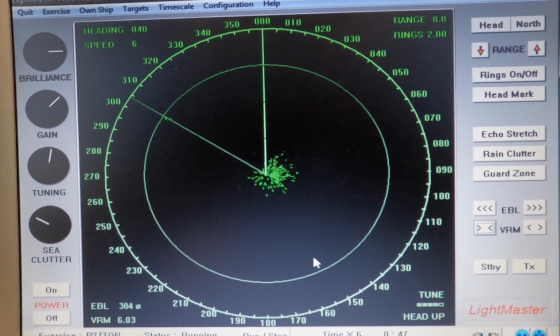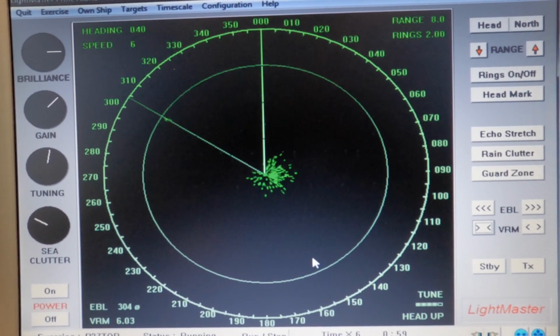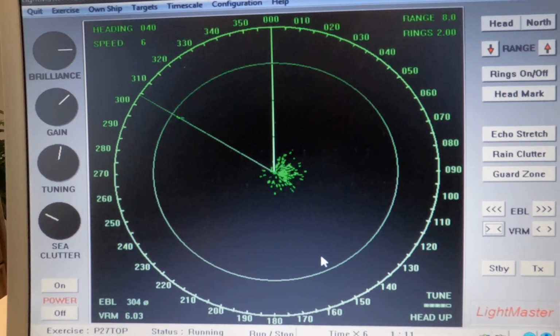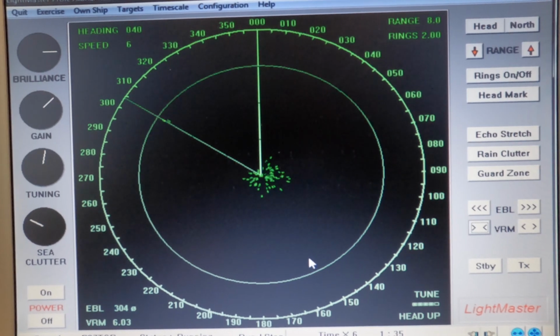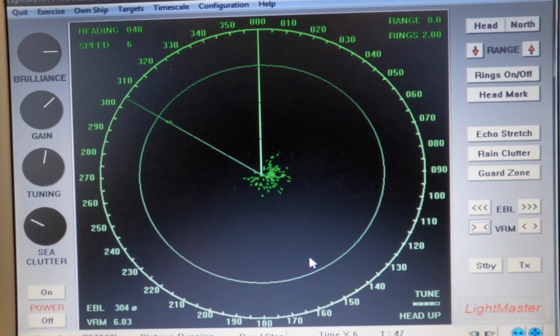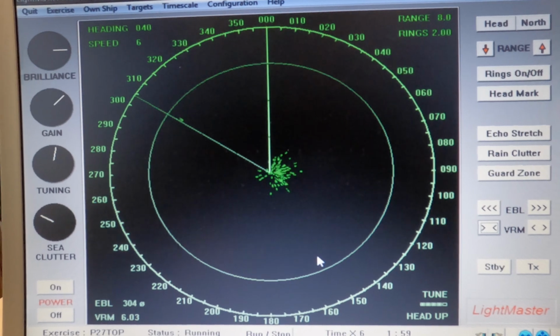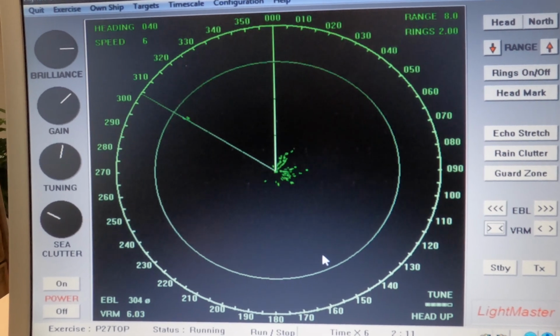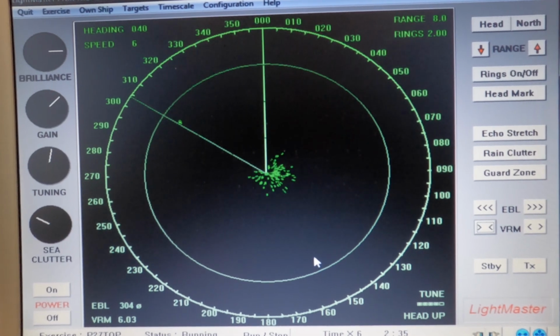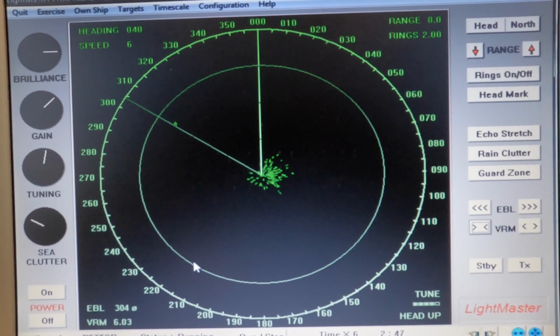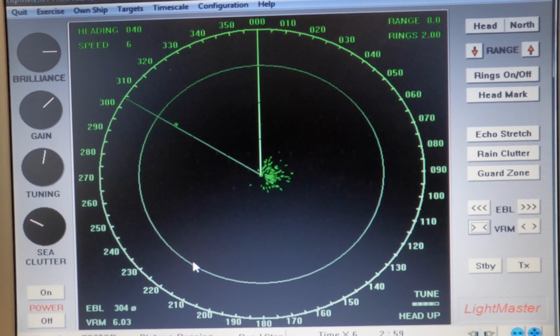We can work out its CPA. We can work out its TCPA as well. We can also work out the target's course and speed, and also what we need to do with this target in relation to Rule 19. So we're just about 3 minutes in, but we're going to run 6 minutes.